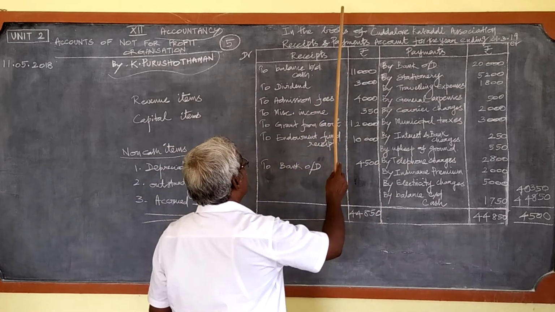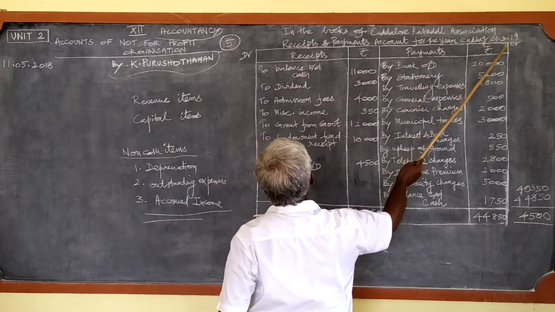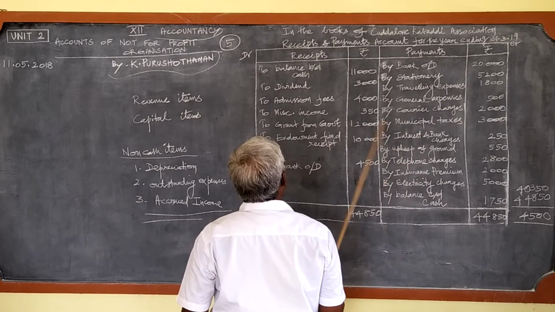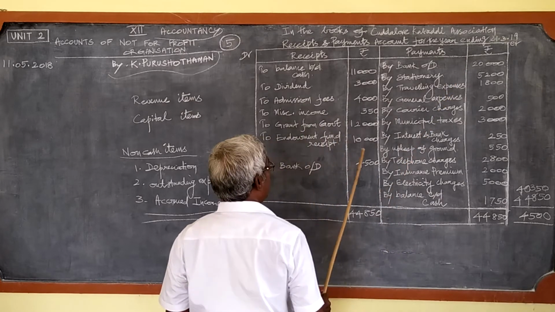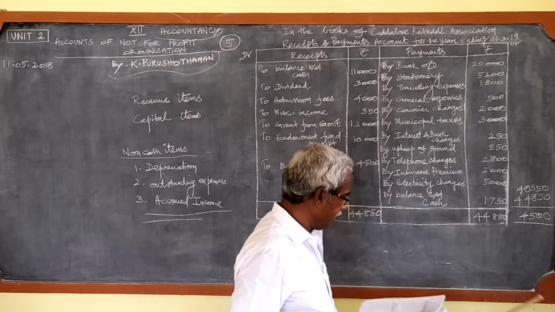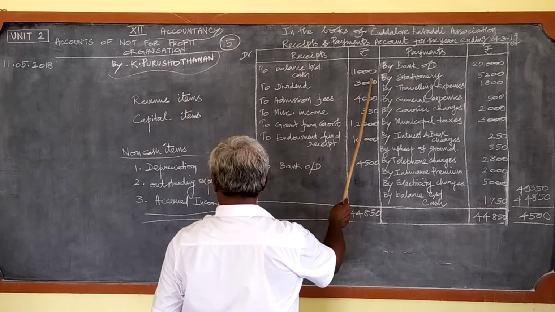Here, in the books of Kadalur Kabaddi Association, name is given, date is given there. We have drawn the format. Okay, very good. Then, after drawing the format, we are going through the items one by one. One, opening cash balance. It is balance brought down, cash 11,000.